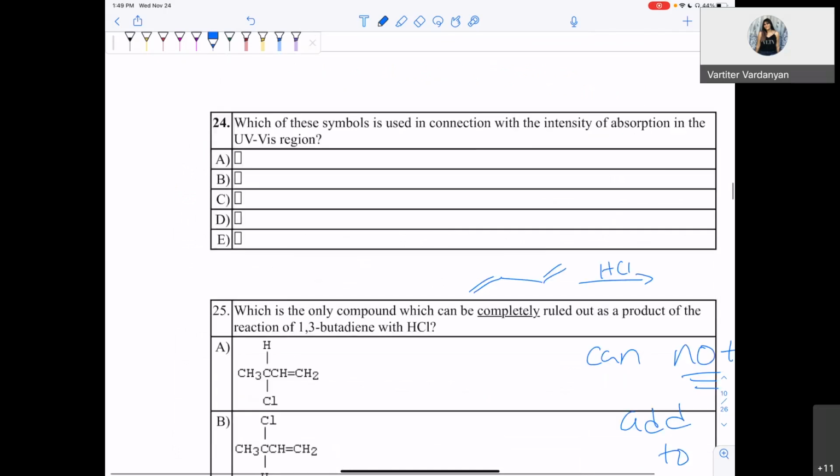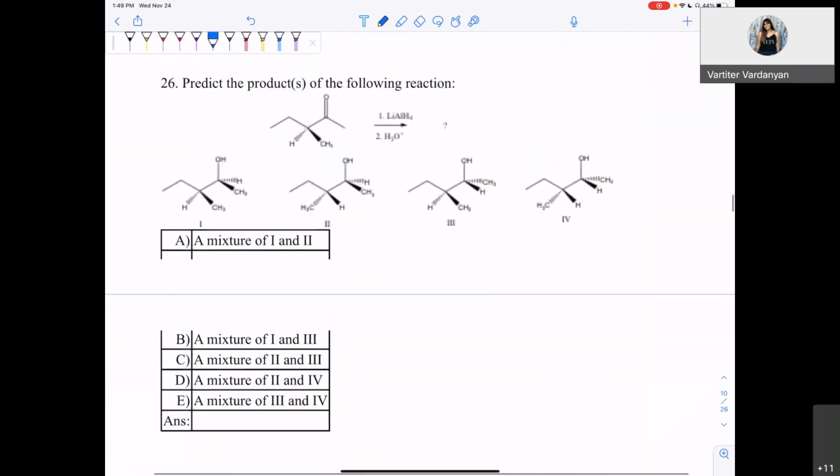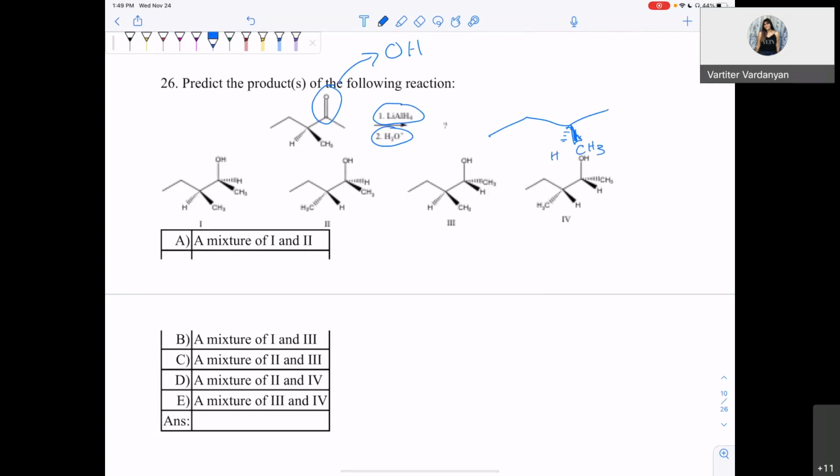All right, so let's try to get a couple more in. For this one, we are doing a reduction reaction. We have a ketone plus LiAlH4 and water. So that means we turn this guy into an OH. We're not going to change the stereochemistry here at all. All we're going to do is make OH, H. So we started with a double bond.